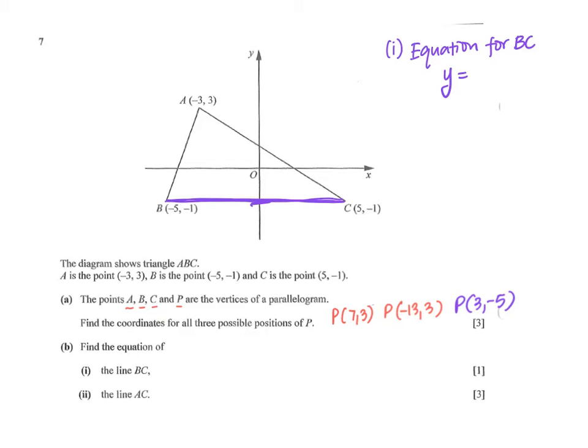It cuts the y-axis at which number? What's the y number over here? This value is -1. That means this equation will be y equals to -1.